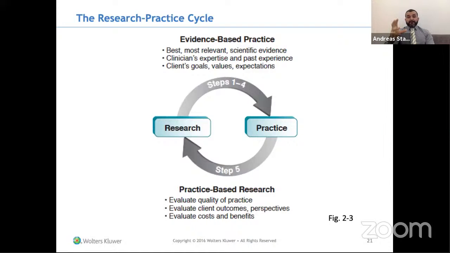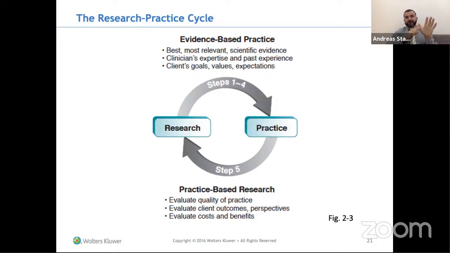In the very first steps, we have the evidence base, as we said. We have the three players, and we take into consideration all of them. We make a decision, and then we have to apply it, which is practice. Once we apply it, we get feedback. That feedback takes us back to research, which again feeds practice, which again feeds research.